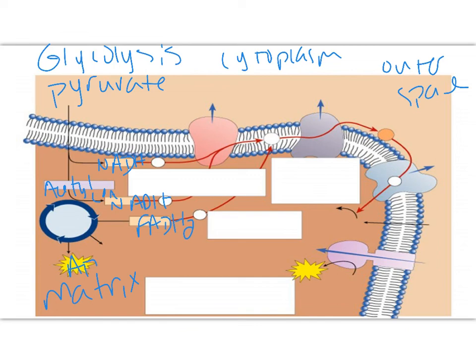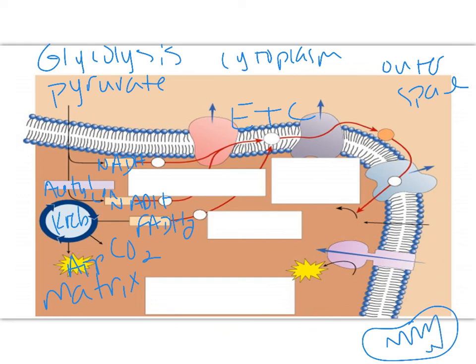We get a little bit of ATP from that Krebs cycle. We also get that CO2. And then the electron transport chain is occurring. So here's my electron transport chain. Again, remember the structure and function: this membrane is all convoluted and bent and twisted so that it has more surface area. More surface area allows for more of these electron transport chains to be happening.